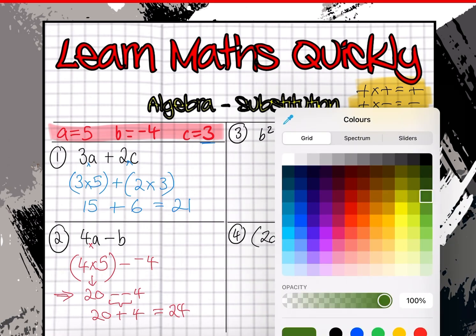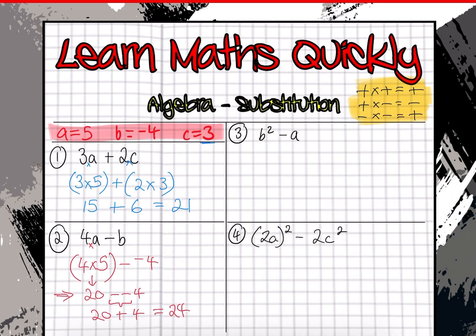Now let's move on to the top right hand corner here for number 3. We've got b squared. So b is -4, and we're doing -4 times -4 because we're squaring it. So -4 squared, and then we're subtracting a, which is 5. So again, referring back to our yellow box in the top right hand corner, we've got a minus number times by a minus number, which makes a plus or a positive. So it's just the same as saying what's 4 squared. So in this case, it's 16, take away 5, which leaves us with 11.